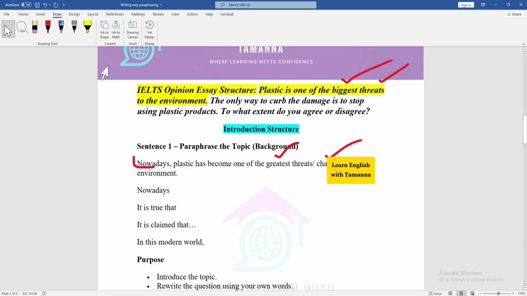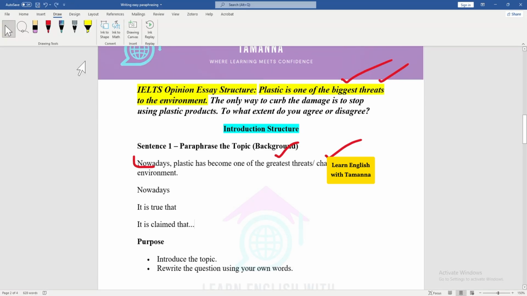I will cover another lecture where I will guide you through the paraphrase of the introduction part step by step. I will show you how you can simply paraphrase your introduction without thinking much. Now we are done with our first line, where I wrote, nowadays plastic has become one of the greatest threats or challenges to the environment.